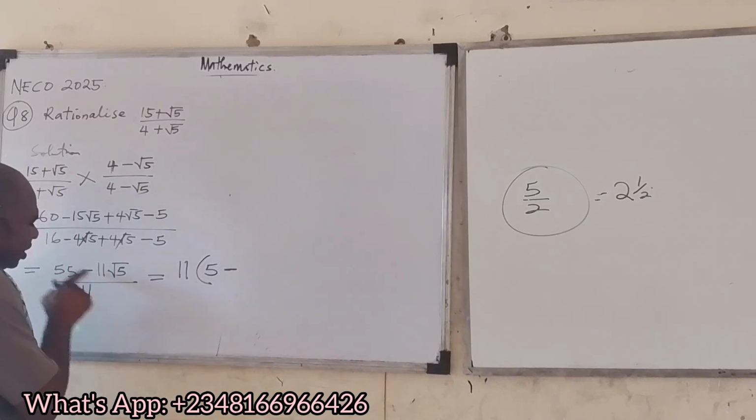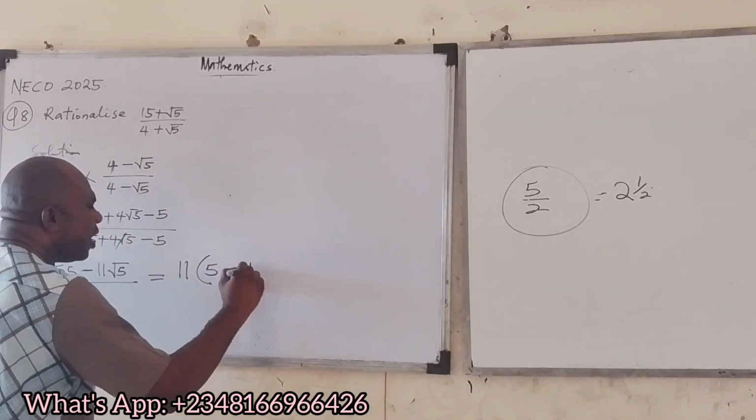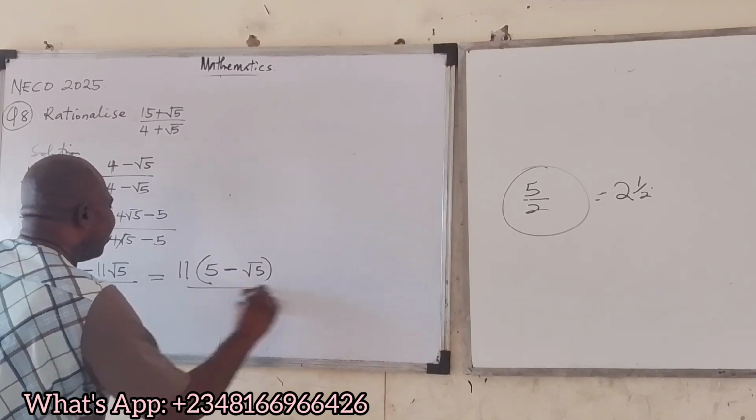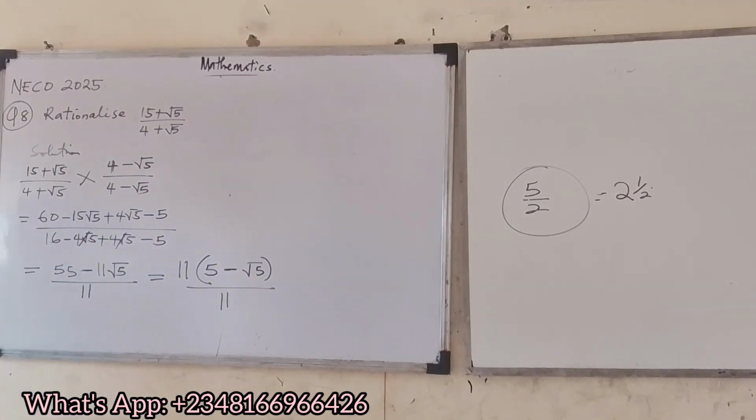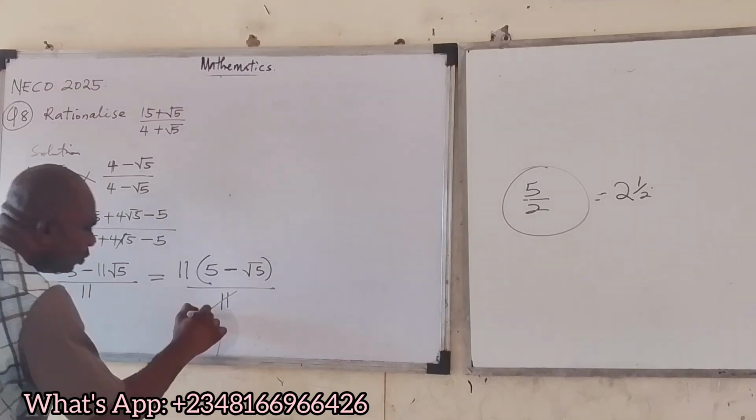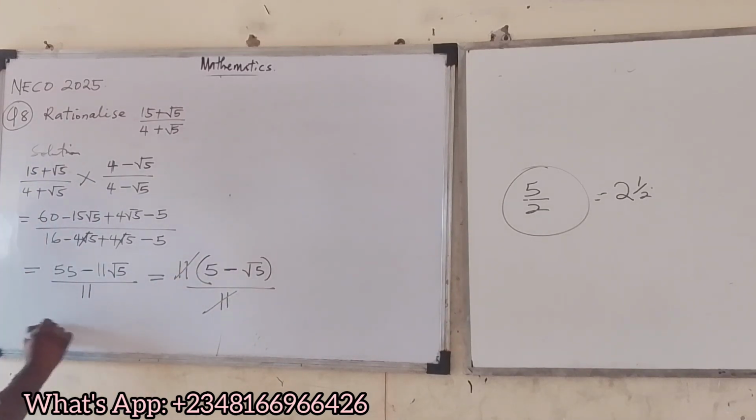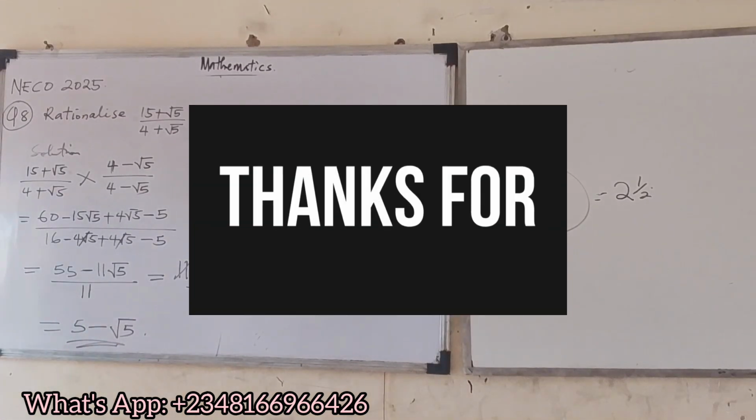Minus this 11 is out now, so we're left with root 5, all over here we have 11. So this 11 will go with this 11, and we'll be left with 5 minus root 5. And that's the final answer. Thank you for listening.